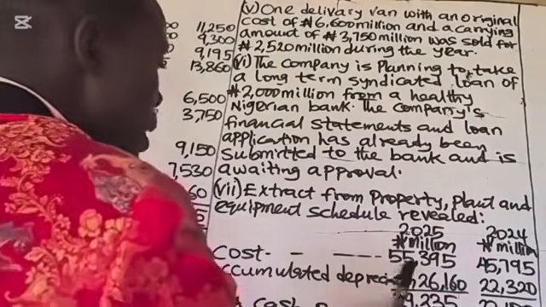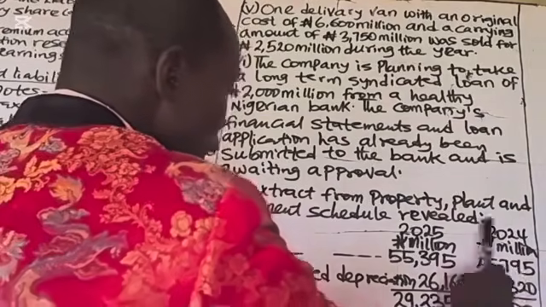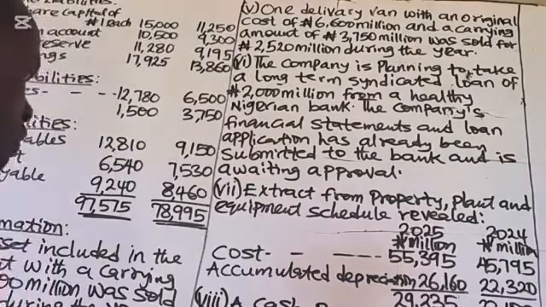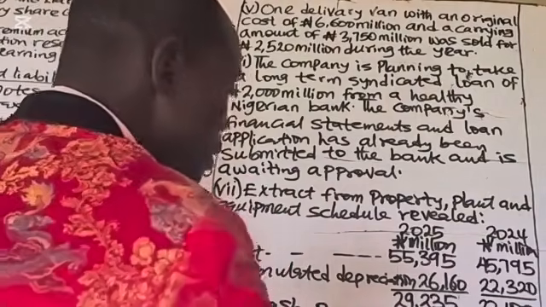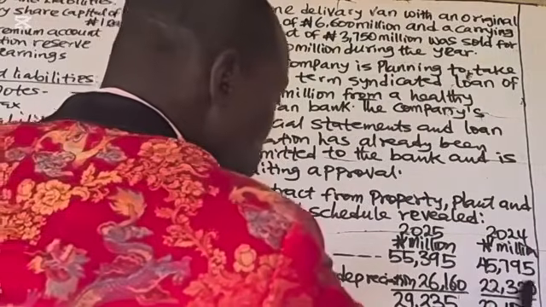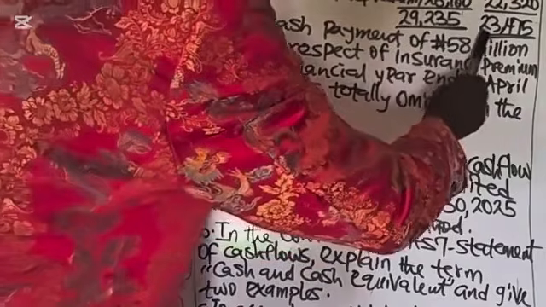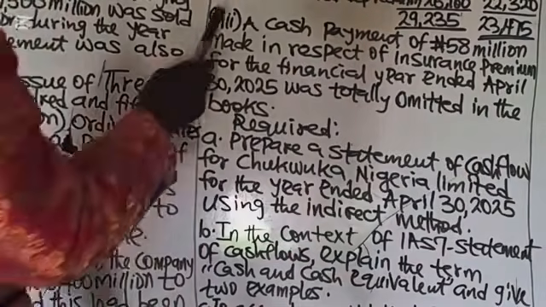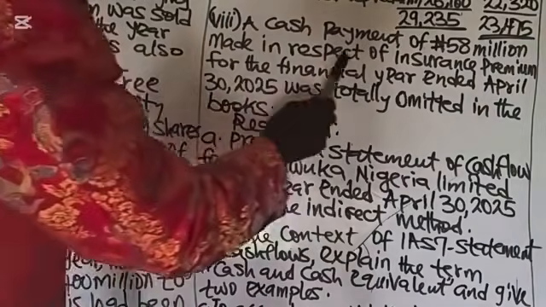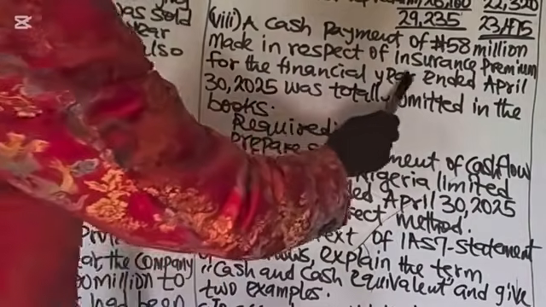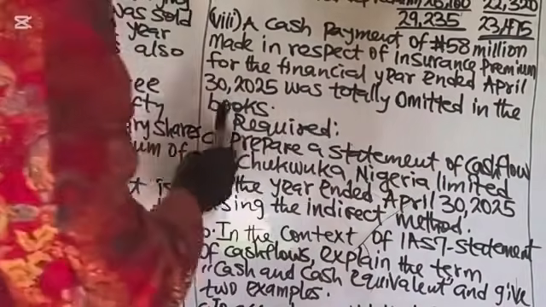Cost 55 billion 395 million naira and 45 billion 795 million naira for 2025 and 2024 respectively. Accumulated depreciation 26 billion 160 million naira and 22 billion 320 million naira. The total is 29 billion 235 million naira and 23 billion 475 million naira. Note 8. A cash payment of 58 million naira made in respect of insurance premium for the financial year ended April 30, 2025 was totally omitted in the books.